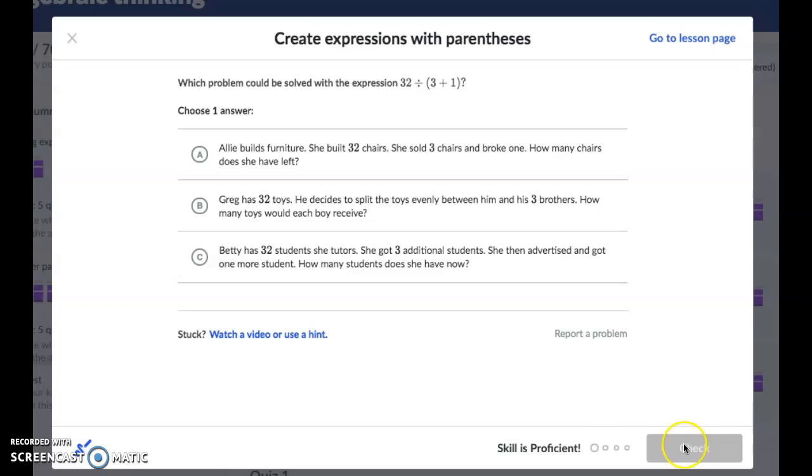Okay, so in all of these, the one thing that I noticed is that I do have division, and division means I'm splitting things up into groups. And the only choice here where we're splitting things into groups is Greg. He has 32 toys, and he's going to divide them between his 3 brothers and him. So he's going to divide them into 4. So each boy would receive 32 divided by 4.